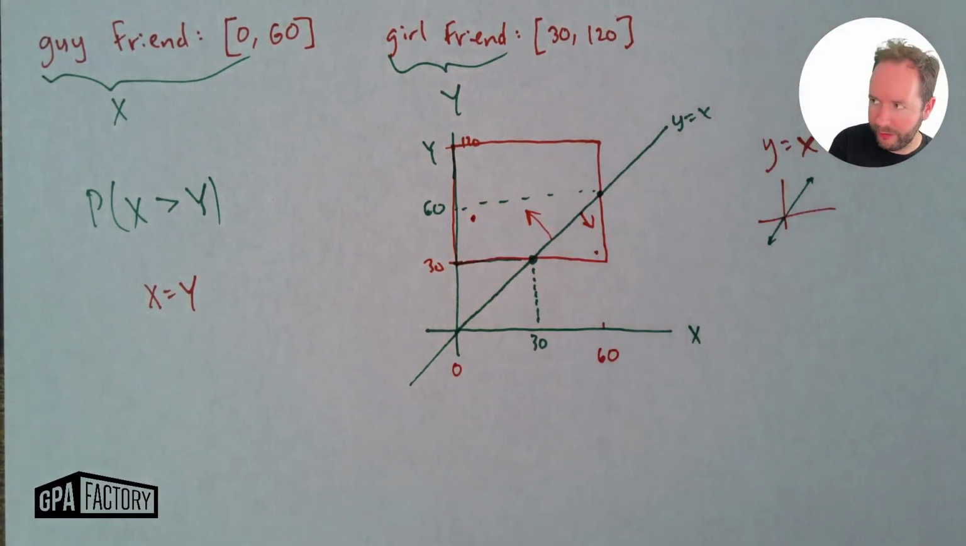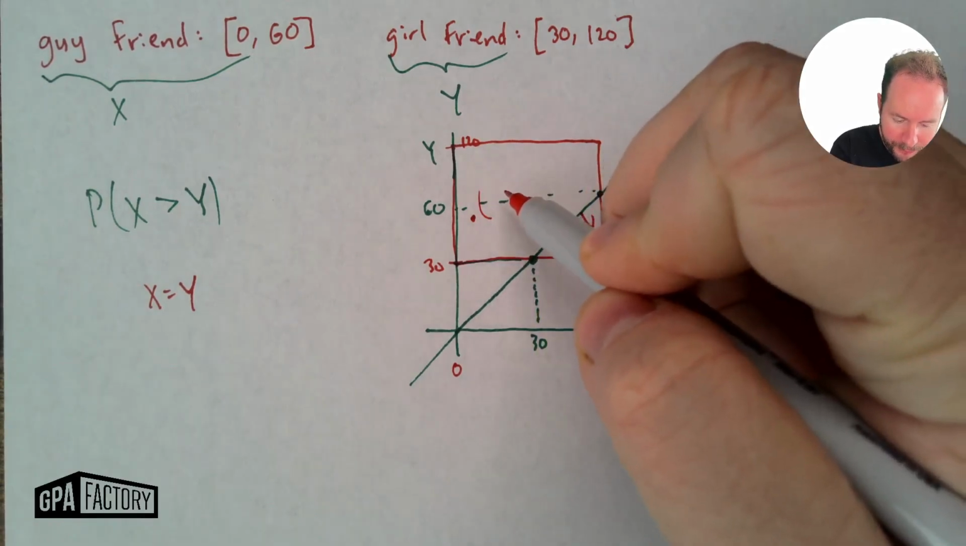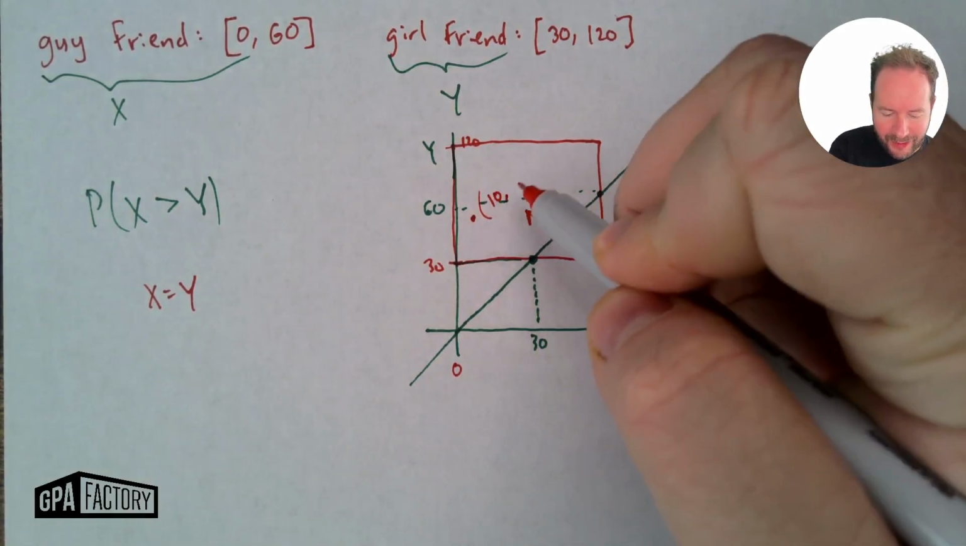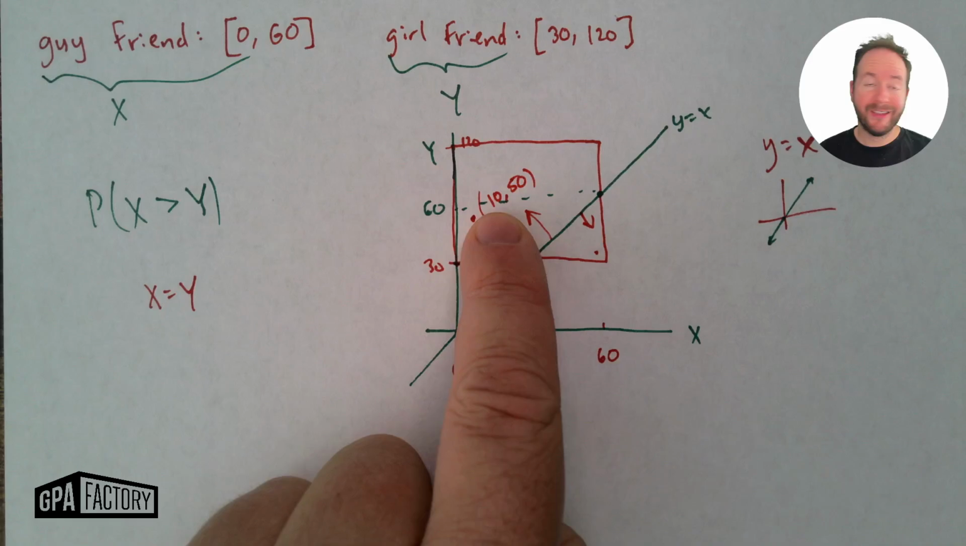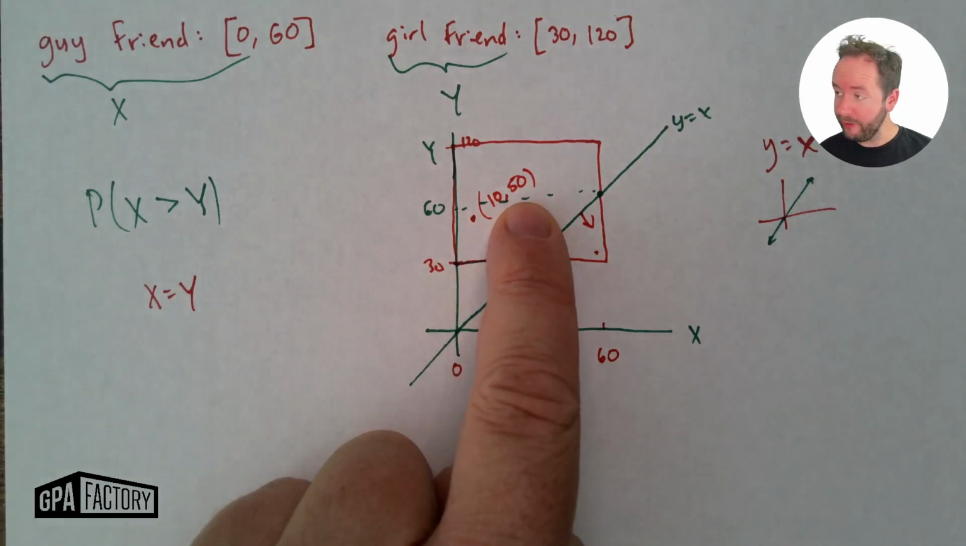Now that I've drawn on my graph, I think I can label this point. I said this coordinate would be something like 10, 50. What does that mean? It means I talked to my guy friend for 10 minutes and I talked to my girlfriend for 50 minutes.